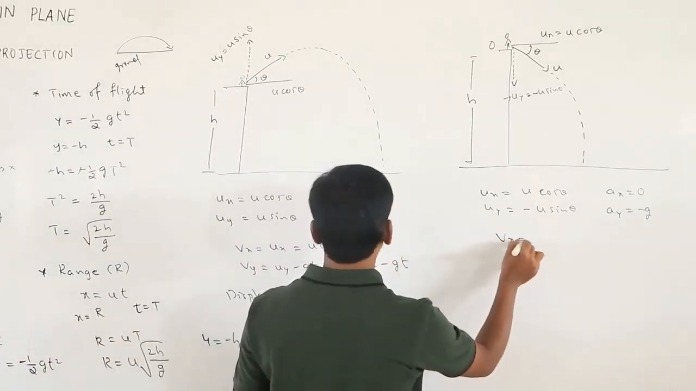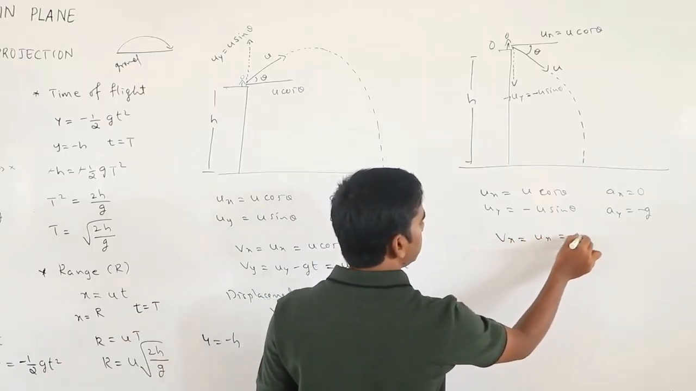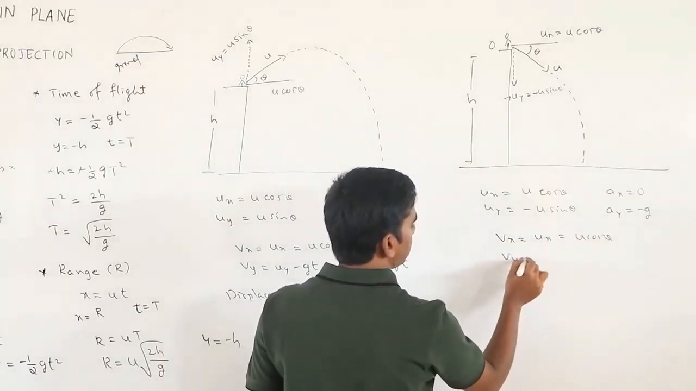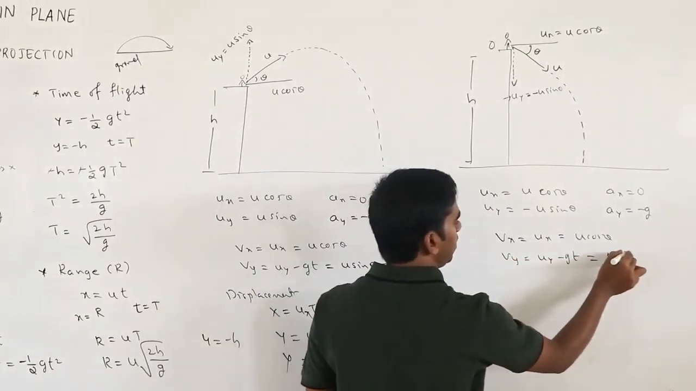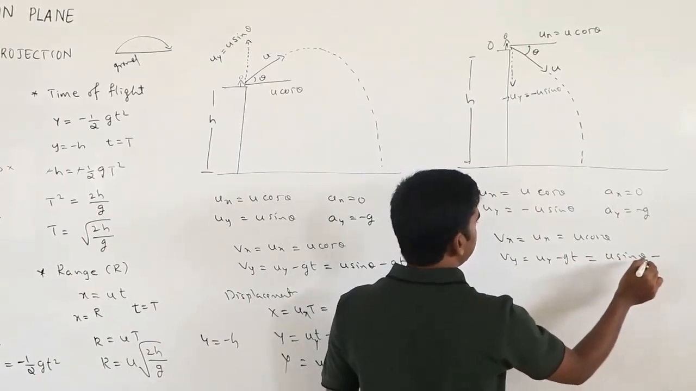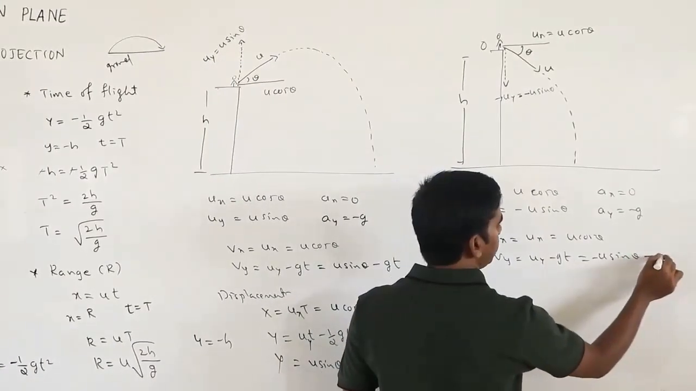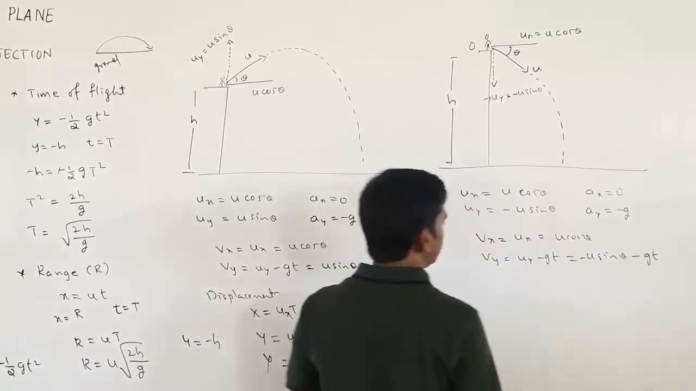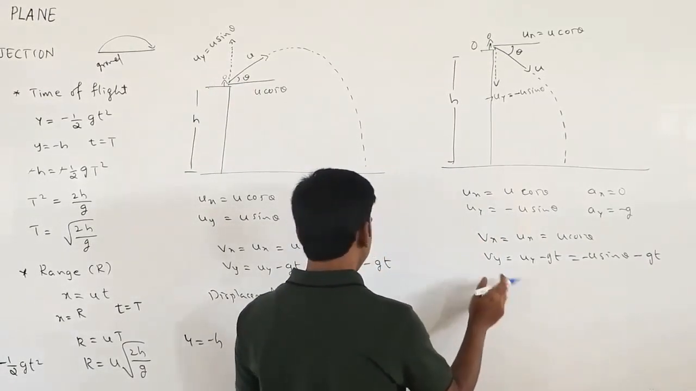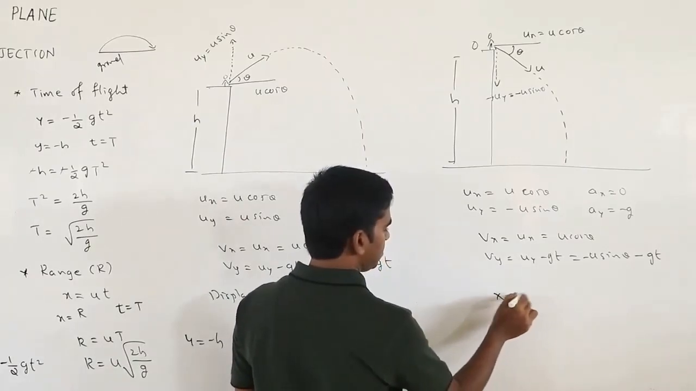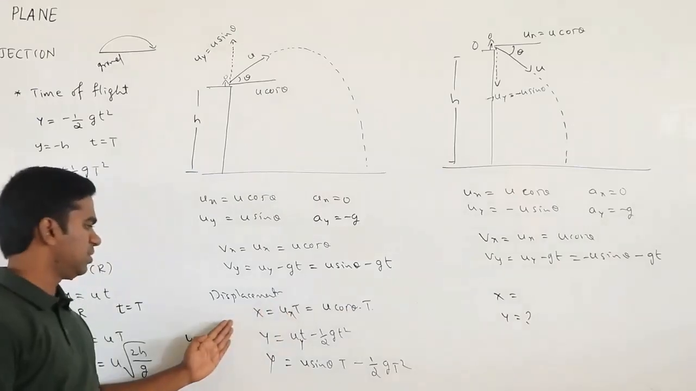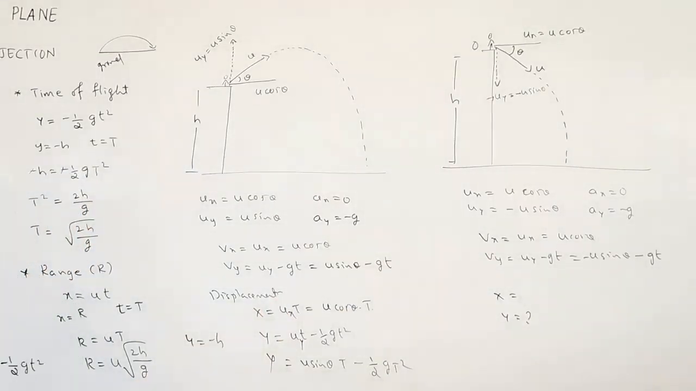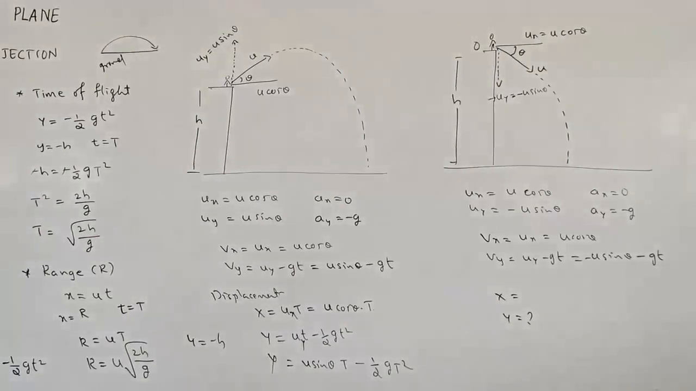So vx equals ux, that is u cos theta, and vy equals uy minus gt, that is minus u sin theta minus g into t. If you substitute again, you can get the value of x and also the value of y. All those things you can do like this. You just try to get the values for that. It will give you the answer.